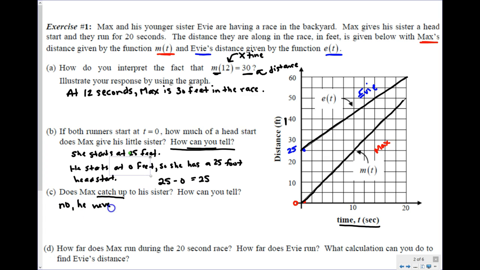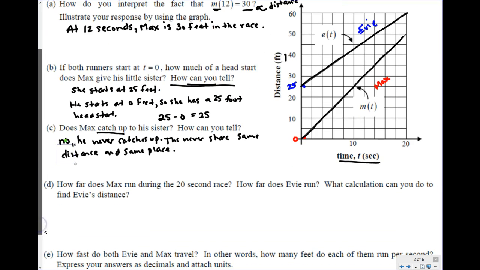He never catches up. They never share the same distance in the same place. Okay. All right. Keep going.